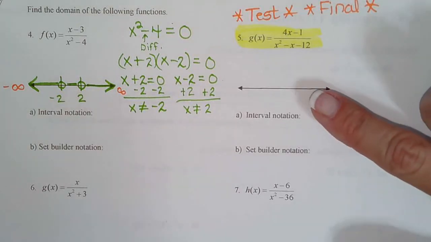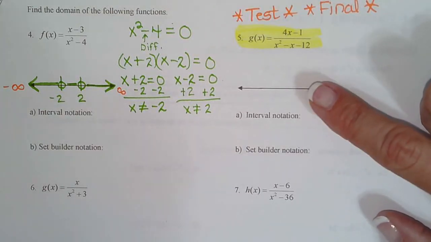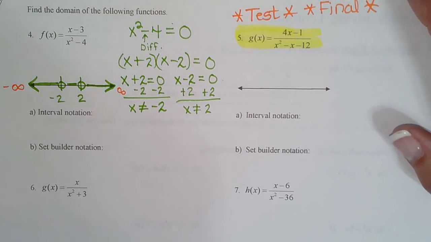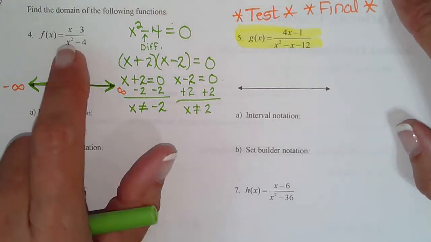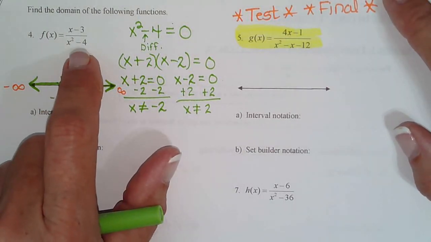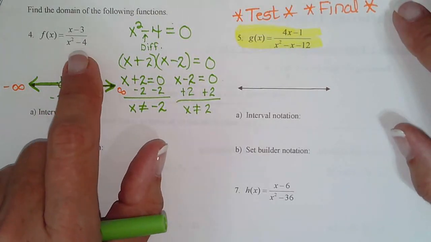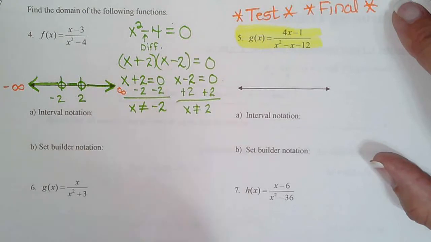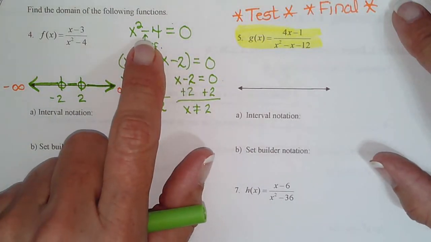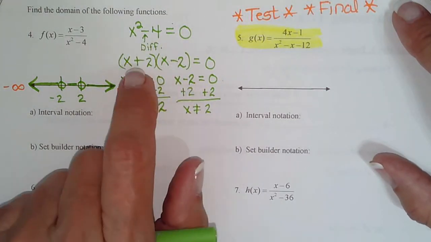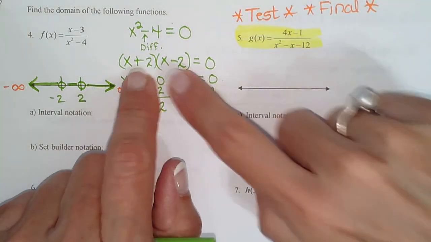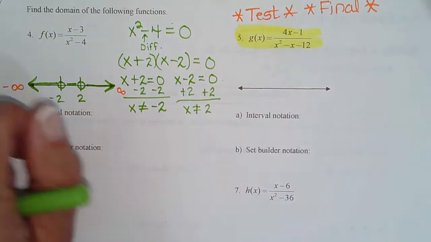We're working on number 4 on page 2 of the 5.1 notes. So to find the domain of a rational function, which is just another way of saying fraction, we set the denominator equal to 0. We look for a factoring pattern. This is a difference of squares, so we do different signs and then square roots.